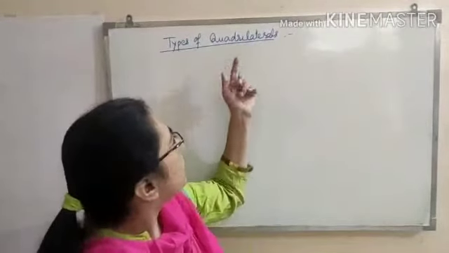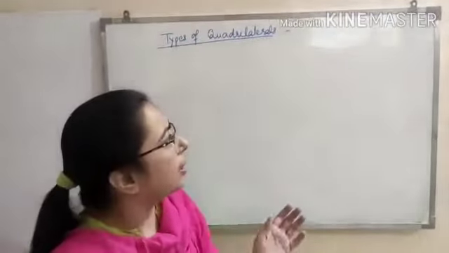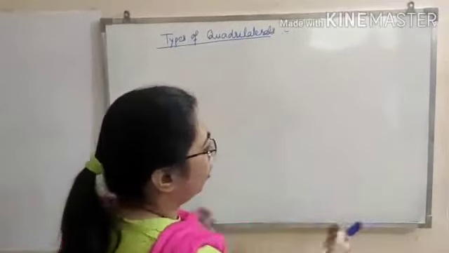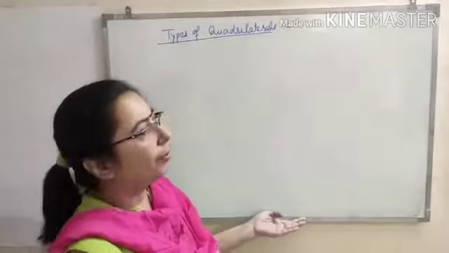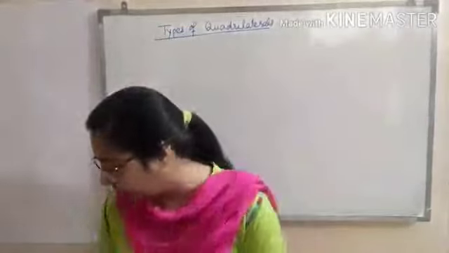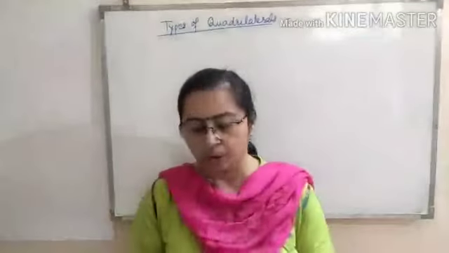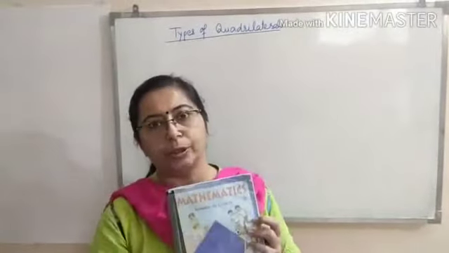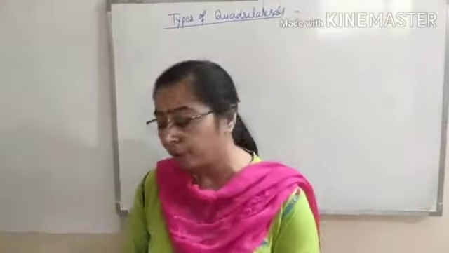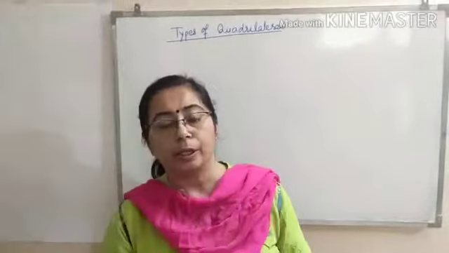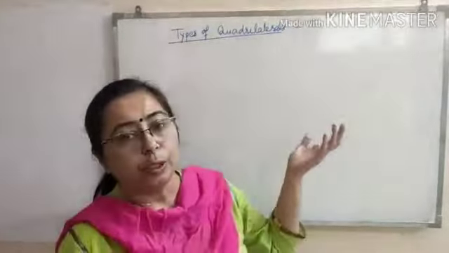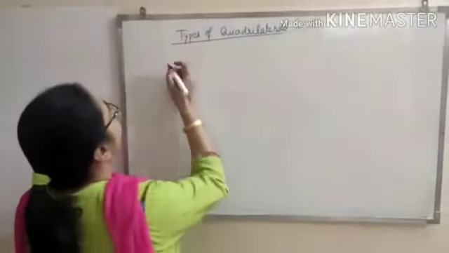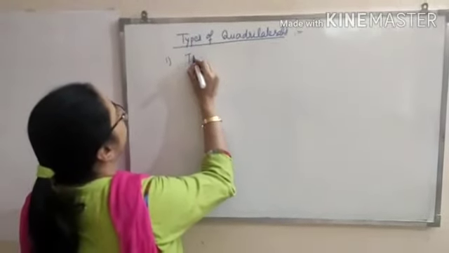Now the next topic is types of quadrilaterals. As you can see, this blackboard is also a quadrilateral. Four-sided figure, it is also a quadrilateral. If I talk about your book, this is also a quadrilateral because it is a four-sided figure. A tabletop is also a quadrilateral. So we have different types of quadrilateral. Let's discuss those. First one is trapezium.